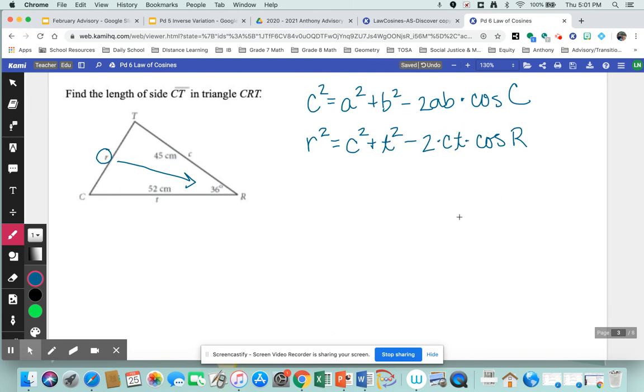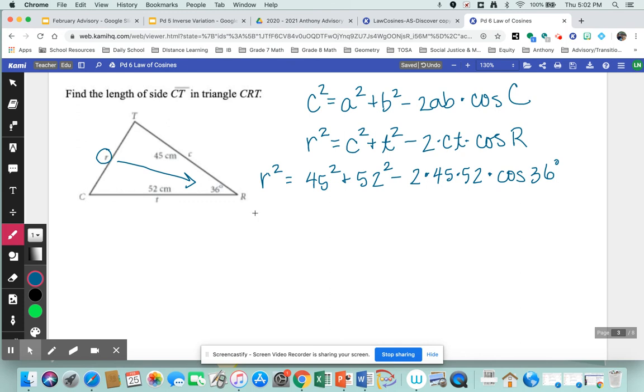Now, once we have that set up, now I know we're going to have some big numbers and it's a lot, but once we have that set up, then we can start substituting numbers in and work this out. And it's going to take a little bit of space, so I'm going to start writing all the way over here. R squared is equal to, for C, I need to substitute in 45. For T, I'll substitute in 52. Remember, those first 2 are squared. Now it's minus, and then it's 2 times C and T, so 45 times 52. And then cosine of R times, don't forget to write that cosine, of 36 degrees.